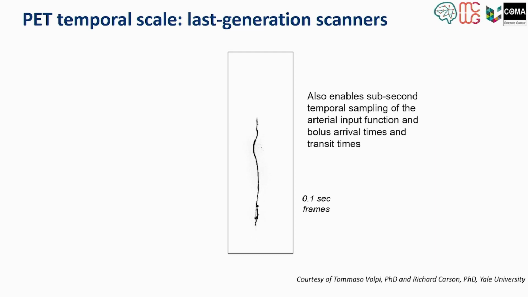resolution. And with the new last generation scanners, you can have frames in the order of 0.1 seconds. You can see here an injection done at the level of the leg, the feet, and how the tracer distributes here in the carotids and then in the brain. And this resolution allows you to have a more precise quantification. But it's just for quantification. In the end, you still end up with one image.